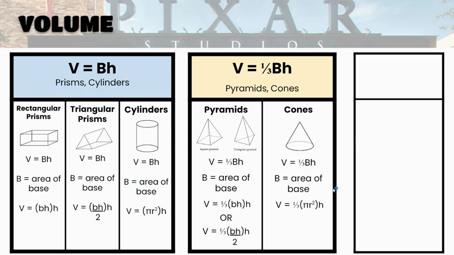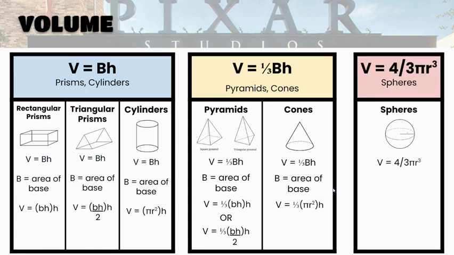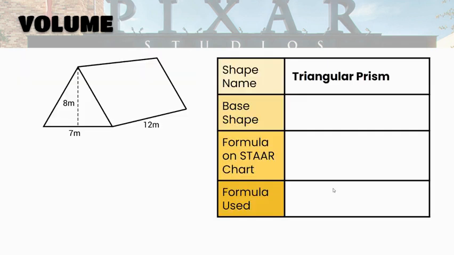Cones, we have a circular base, so I replace big B with pi r squared, and it's still 1/3 times the height. Spheres are the easiest because the sphere formula on the star chart is the formula you are going to use. All you have to remember for the other ones, though, is big B is area of the base, so I need to sub in for big B depending on what the base shape is.